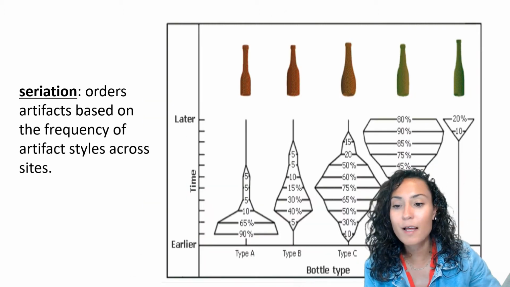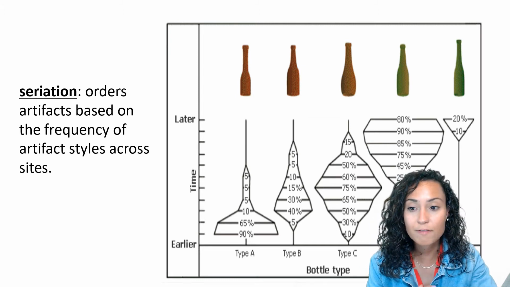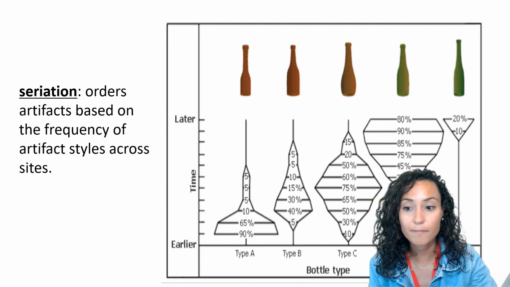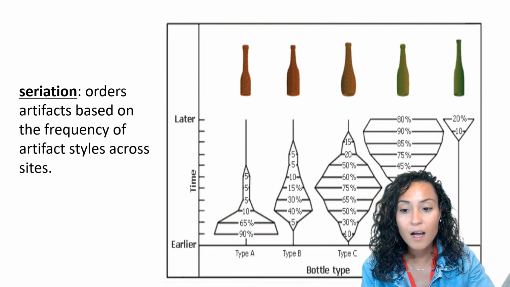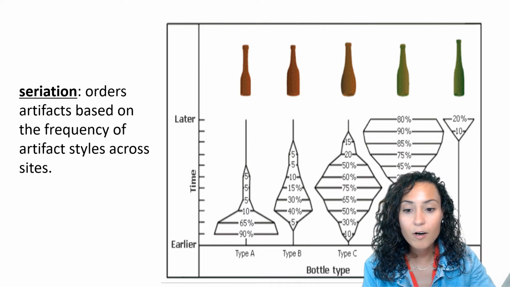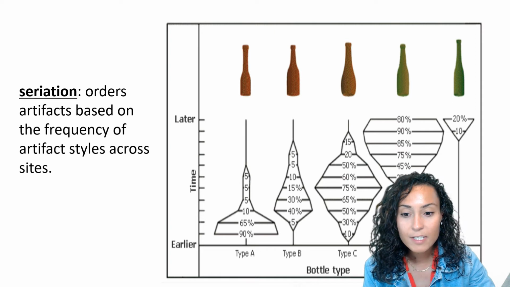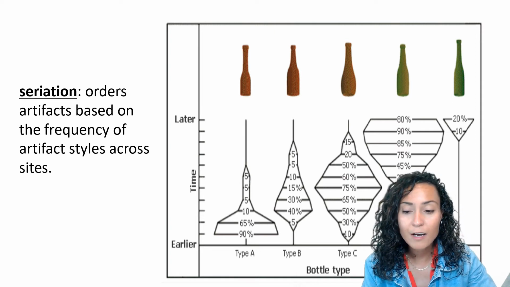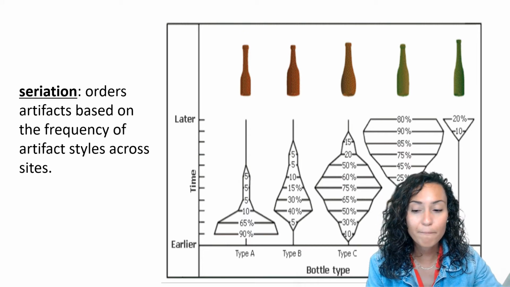Another key relative dating technique popularized during the culture history phase of archaeological research is called seriation. Seriation involves ordering artifacts based on the frequency of artifact styles across sites. So seriation is based on the basic idea that one cultural style slowly replaces an earlier style over time.